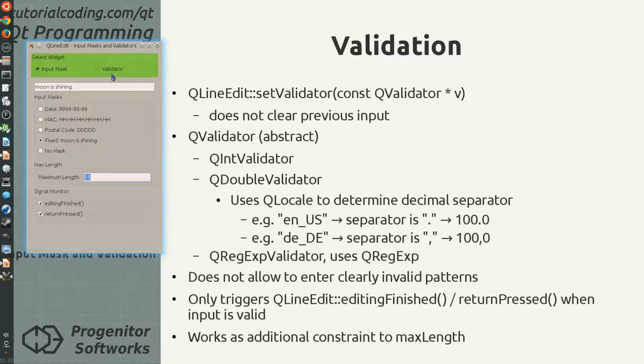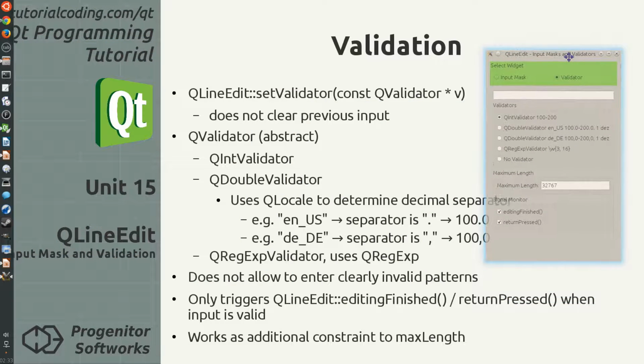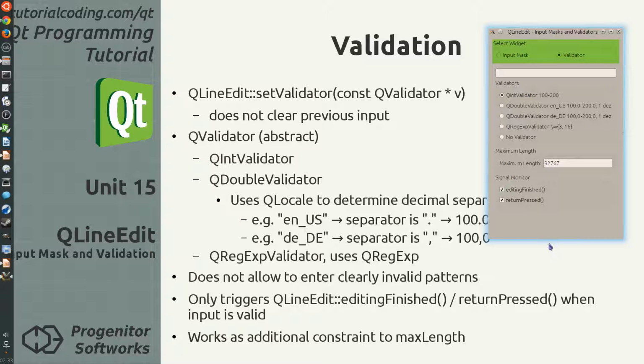Validation. Validation is similar to the input masks, but it has a few different attributes. And there is a set of standard validators and a regex validator. So first, let's see the interaction between maximum length and the validators. When I switch between the validators, you see the maximum length doesn't change. It has an additive interaction, so the maximum length is still taken into consideration in addition to the validator.